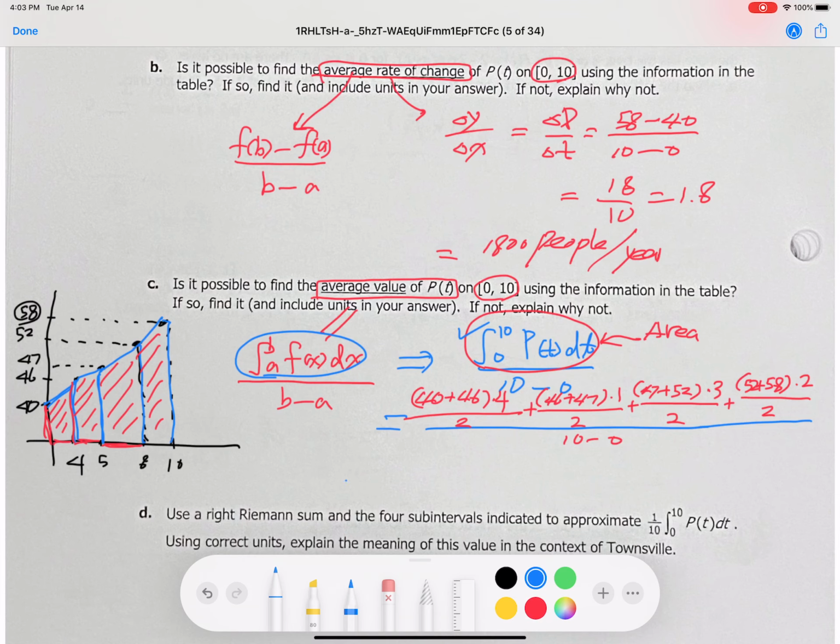Okay, what is the value of the first part? This part, 86 times 2. 86 times 1 times 2. So 86 times 2, 192.